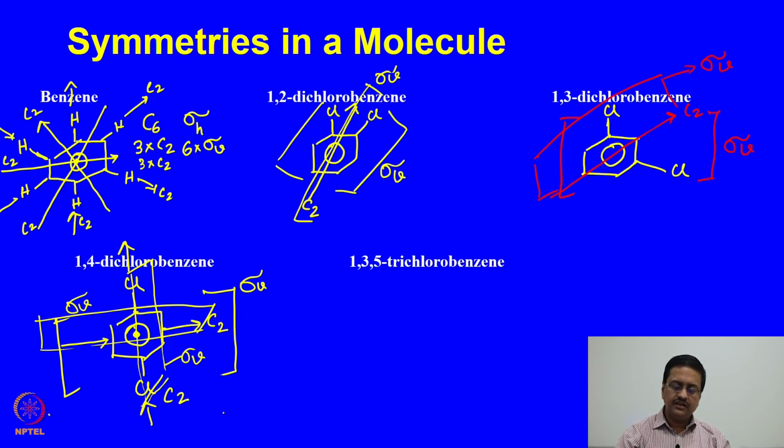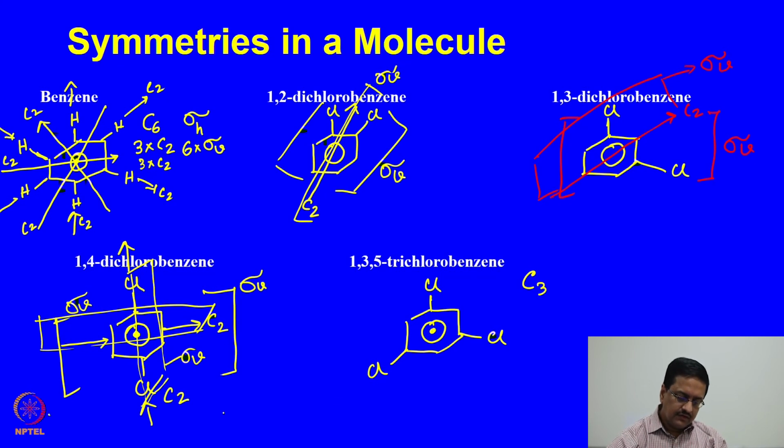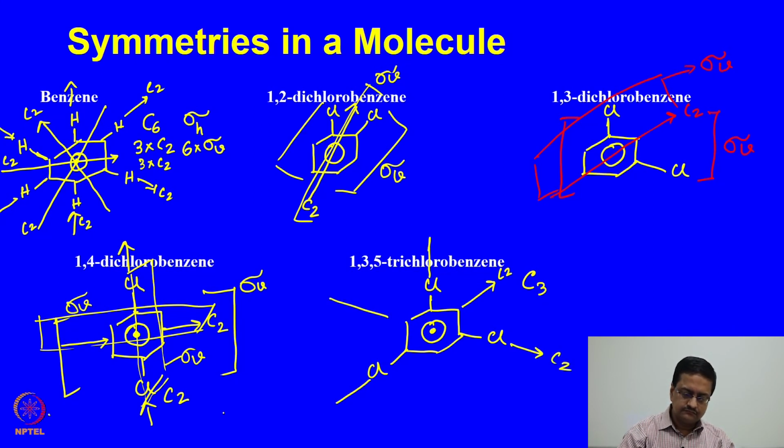And let us see the third molecule of this class, last molecule of this class, 1,3,5-trichlorobenzene. So, what we have here passing through the center of the molecule is a C3 axis. Then you have C2 axis passing through the CCl bonds. So, it has 3 numbers of C2 axis, and what else?